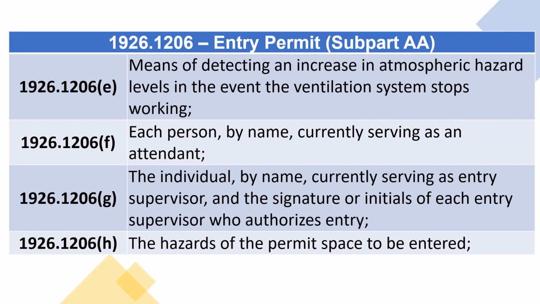(e) Means of detecting an increase in atmospheric hazard levels in the event the ventilation system stops working. (f) Each person, by name, currently serving as an attendant. (g) The individual, by name, currently serving as entry supervisor, and the signature or initials of each entry supervisor who authorizes entry. (h) The hazards of the permit space to be entered.